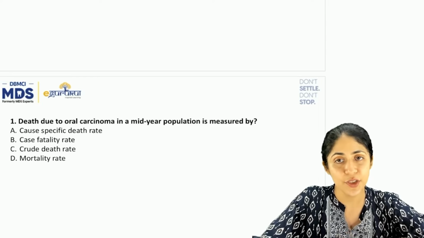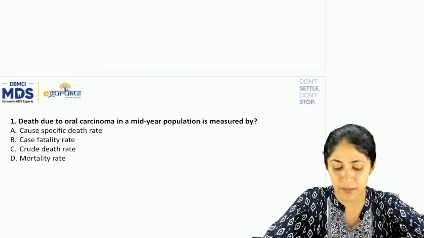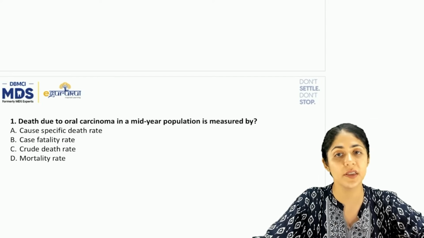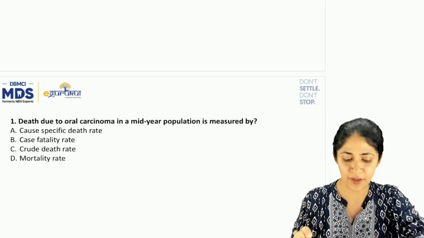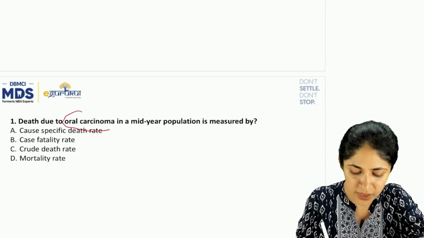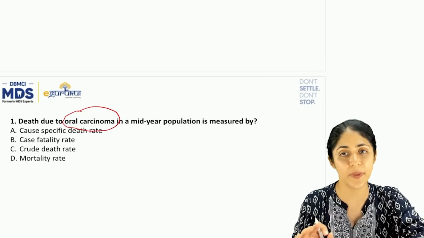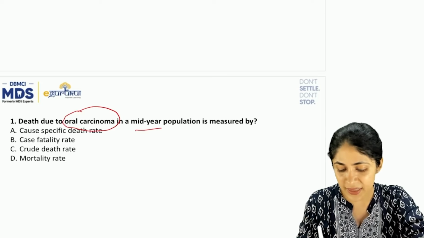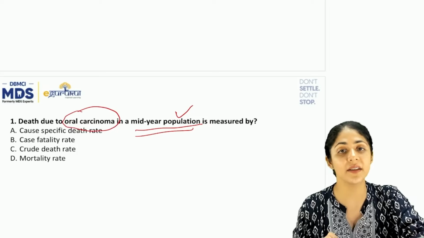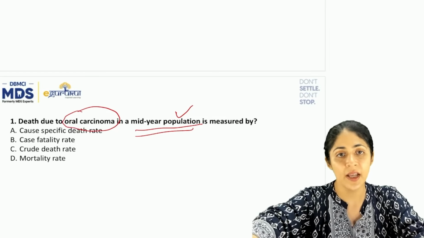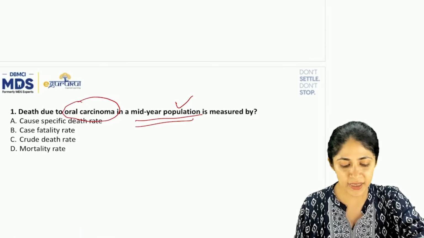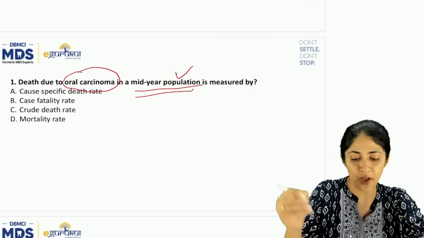So, the death due to oral carcinoma in a mid-year population is measured by, okay. So let's see what they have given us. They have given oral carcinoma, that is a specific cause, okay? And the denominator here is the mid-year population, right? So now let's go option-wise, okay?